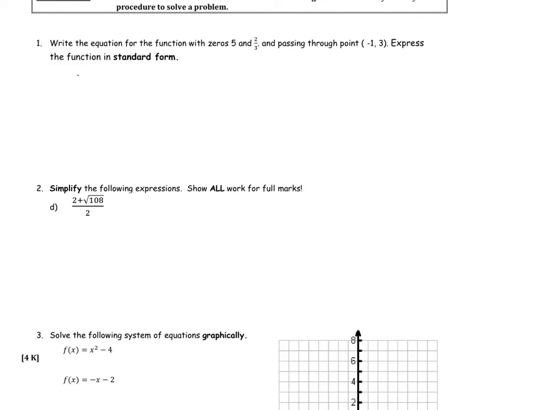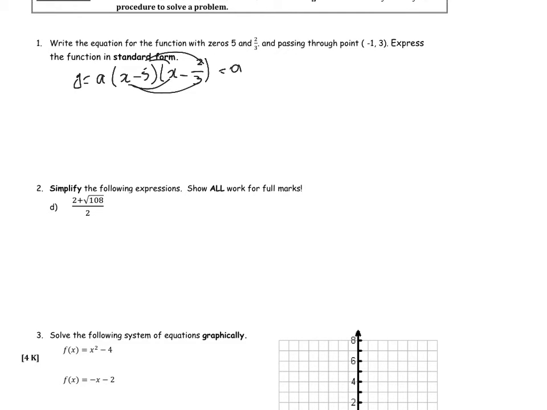I'm going to use the x-intercept form or factored form of a quadratic function. This becomes y is equal to a times x minus the first zero, which is 5, times x minus the second zero, which is 2 over 3. Now to find a, I know that the point negative 1 and 3 has to satisfy this equation. So if I substitute x negative 1 and y 3, I can solve for a.